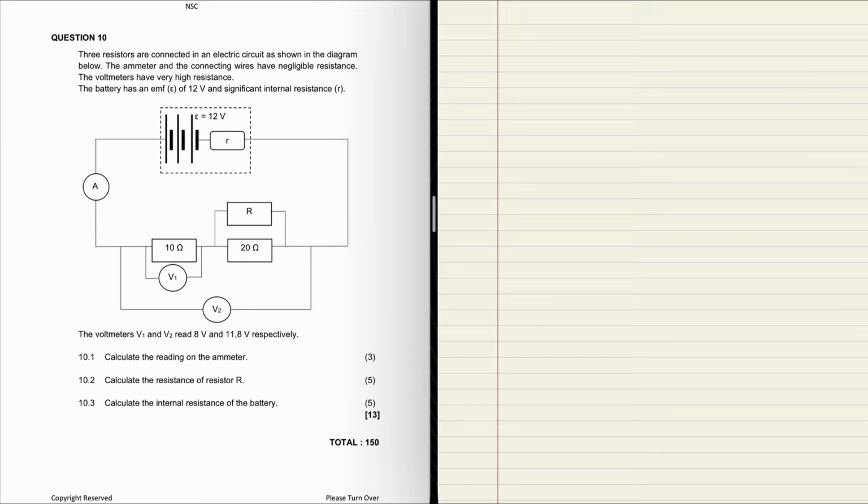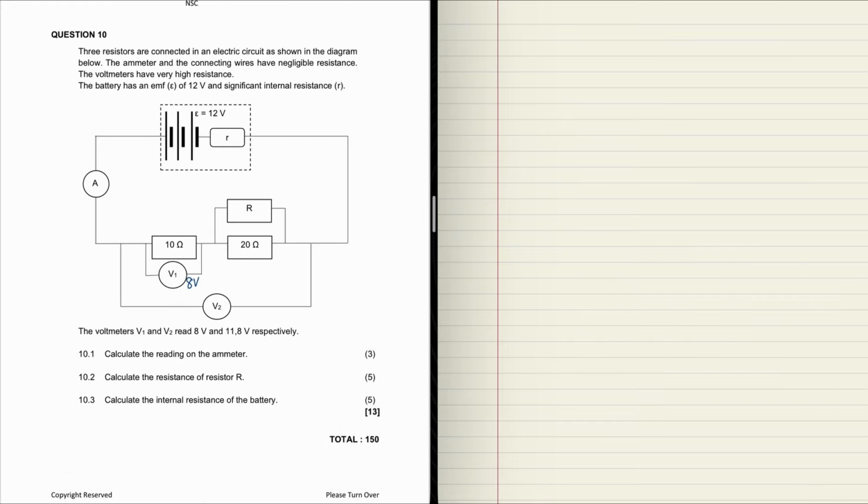3 resistors are connected in an electric circuit as shown in the diagram below. The ammeter and the connecting wires have negligible resistance. The voltmeters have a very high resistance. The battery has an EMF of 12 volts and significant internal resistance. Okay. Question 10.1. They tell us the voltmeters V1 and V2 read 8 volts and 11.8 volts respectively. Calculate the reading on the ammeter.